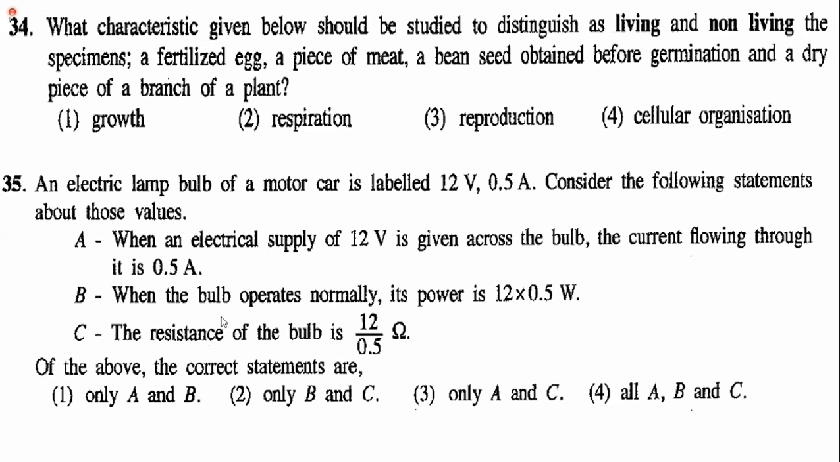Next one. When the bulb operates normally, its power is okay. The resistance of the bulb is 12 by 0.5 ohm. V is equal to IR. I is equal to V over R. R is equal to V over I. So 12 by 0.5 ohms.